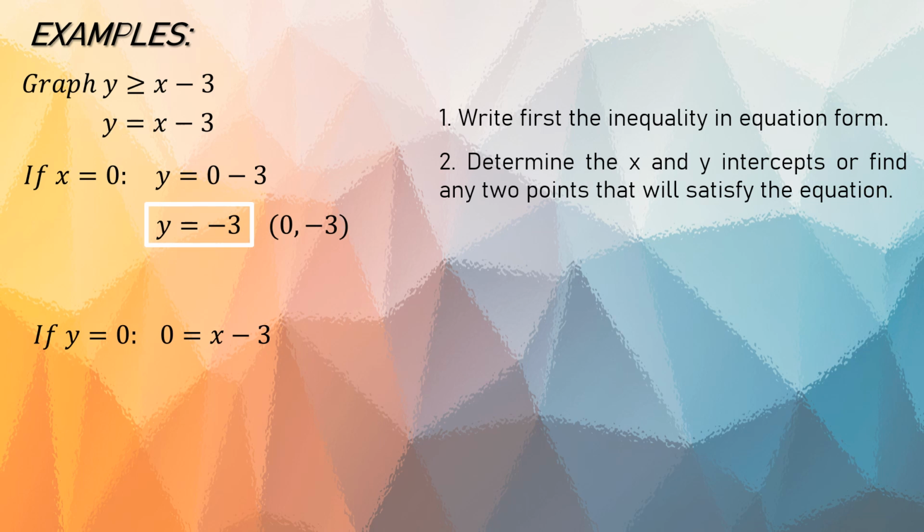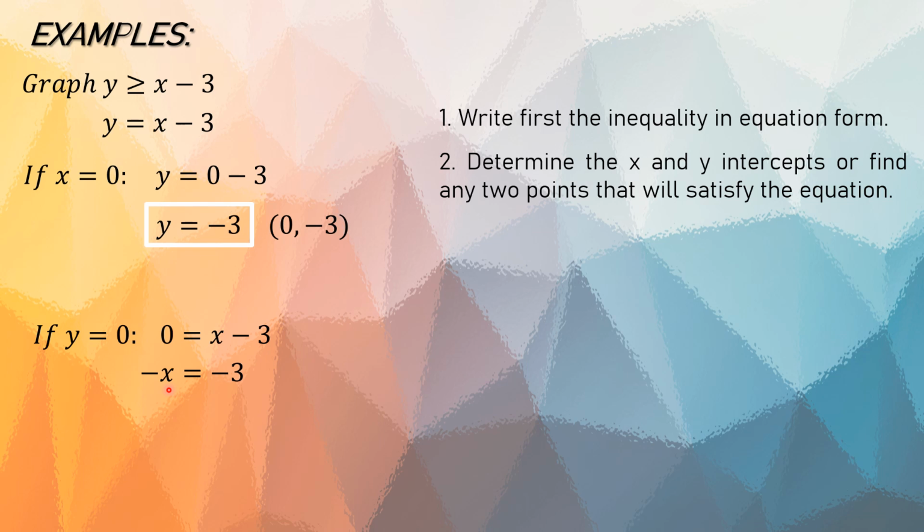Next, if y is equal to 0, that will be 0 equals x minus 3. And then, kailangan nating mailipat ang x dun sa left side. So, kapag nag-transpose tayo, magbabago yung sign ng x, kaya magiging negative x equals negative 3. Bakit hindi nagbago yung sign ng negative 3? Ito ay dahil hindi naman natin inilipat yung posisyon ng negative 3, nandun pa rin siya sa right side ng equal sign. So, ang inilipat lang natin ay x, kaya naging negative x.